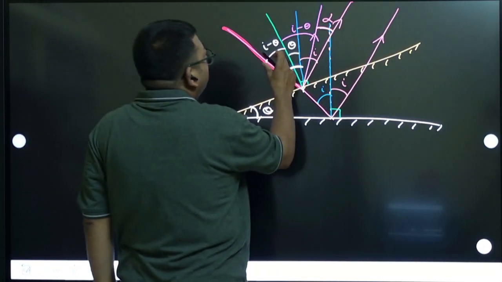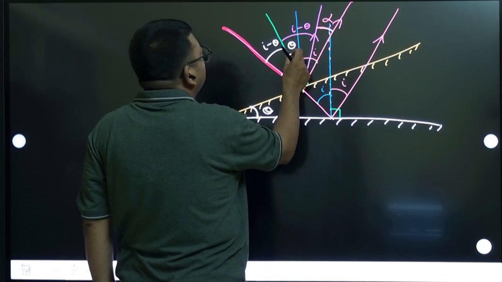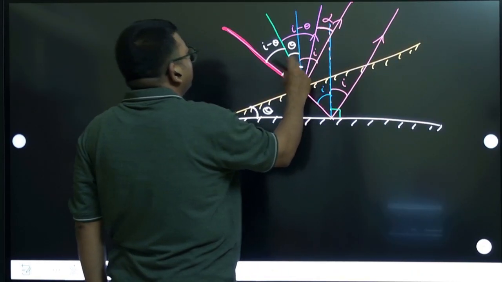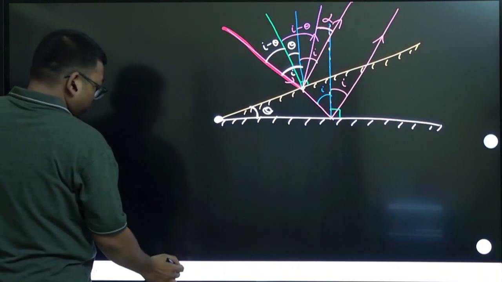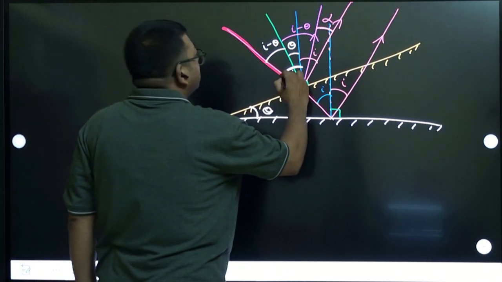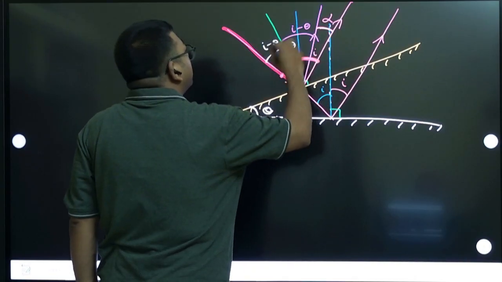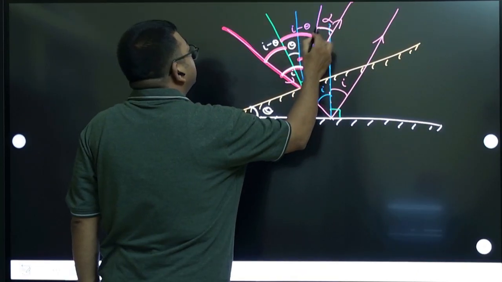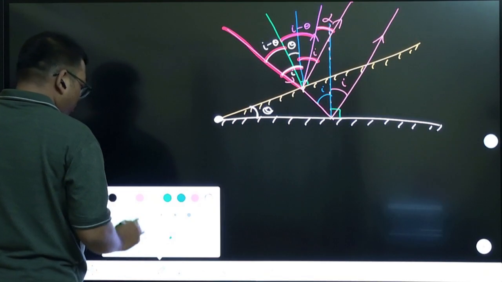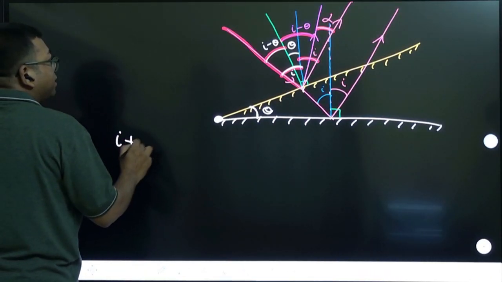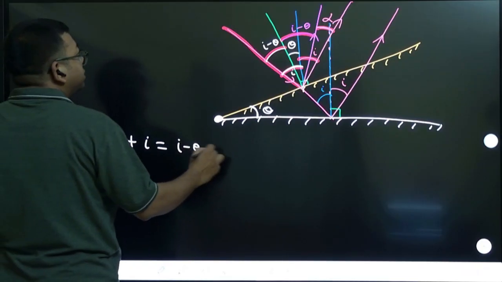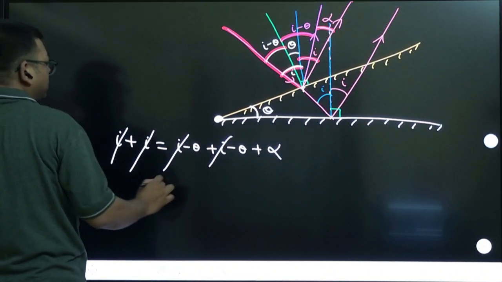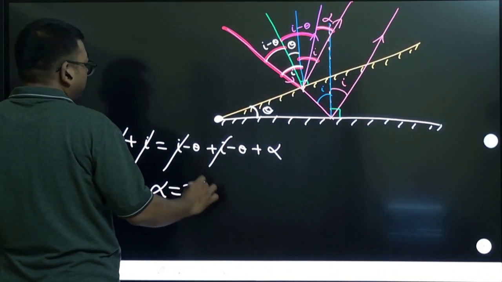So see, this is I minus theta and theta. Right? That is total angle I plus I. Here also we can take like this. This angle is I, this angle is also I, and this is I minus theta plus alpha. Let us add them. So I plus I is equal to I minus theta plus I minus theta plus alpha. Are we getting the same result? Yes, we are getting the same result.